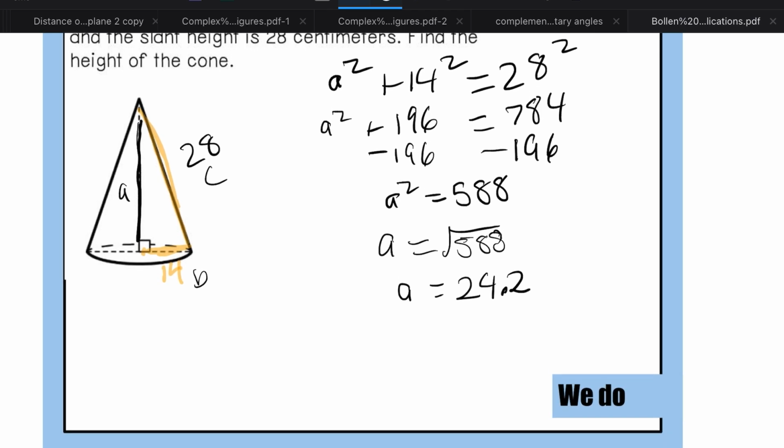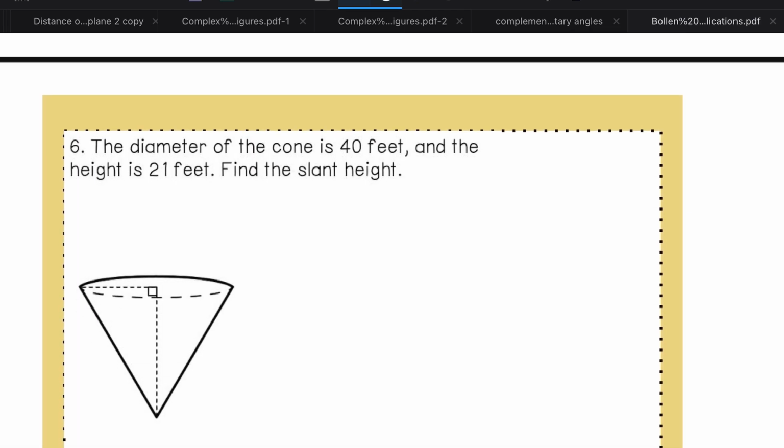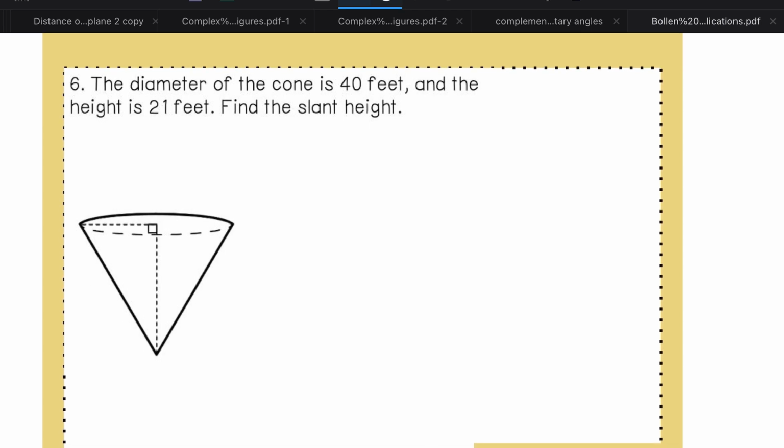And then if we scroll down, I want you to go ahead and try this one. It's a little bit different, but it's the same thing. This time you are finding C, your slant height. The diameter is 40, so the distance right here is 40. The height here is 21, and you want the slant height, which will be your C.